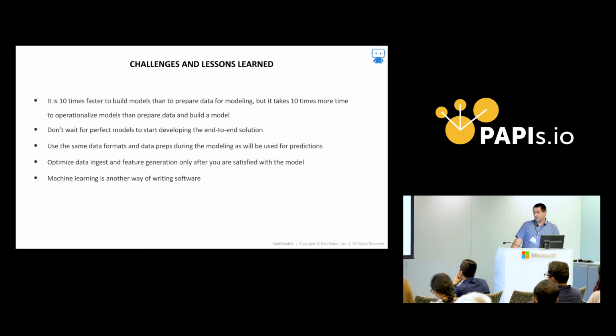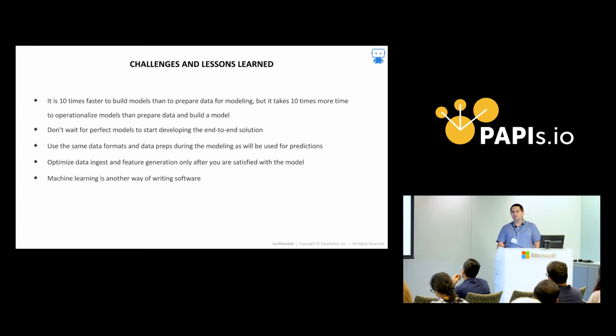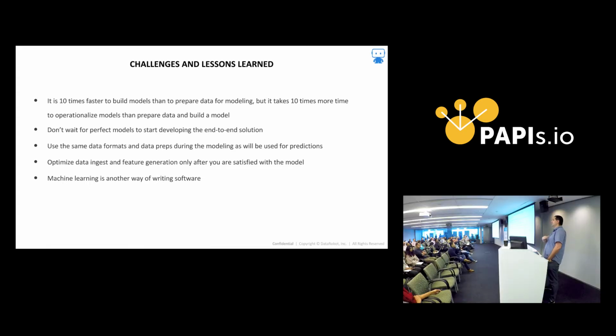Other thing we found out, again, it all feeds into the same topic: use the same data format and data preps during modeling as used during prediction. During the modeling phase, we used a different API from MLB that provides historic data. It doesn't have real-time capabilities. It only provides the data as of yesterday.